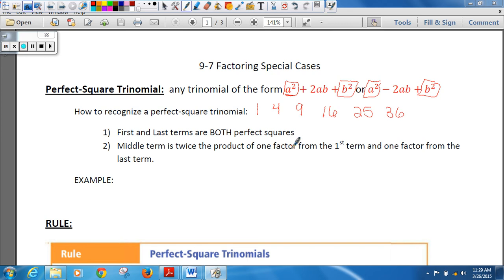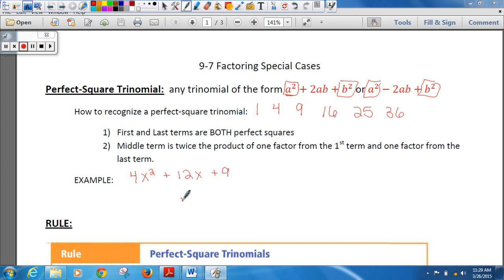If that is true, and the middle term is twice the product of one factor from the first term and one factor from the last term, then we'll go over this. So an example would be this. We have 4x squared plus 12x plus 9.